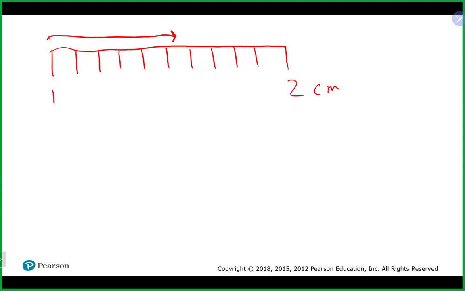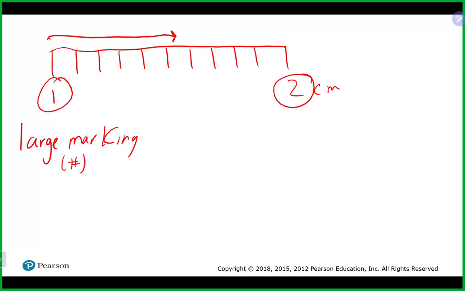There's usually two types of numbers that you see on the scale. One is sometimes referred to as the large markings. And the large markings usually have numbers next to them, like a 1 and a 2. So when I look at this particular ruler here, the difference between my two large markings is how much? What's the difference between 2 and 1? That is not a trick question. If I said 2 minus 1, it equals what? Yeah, right. It's only a 1 centimeter difference between the 1 and the 2.